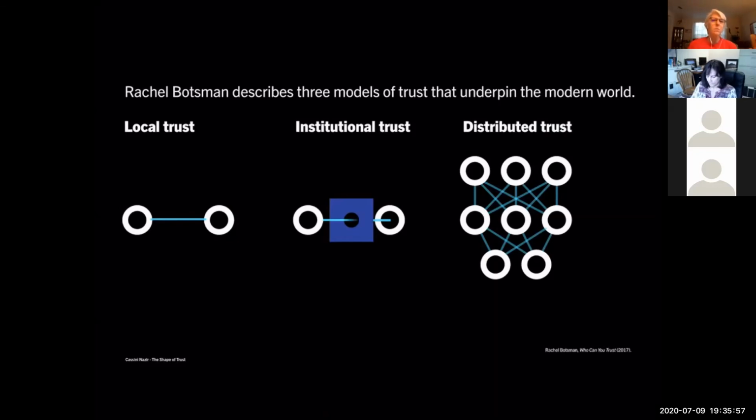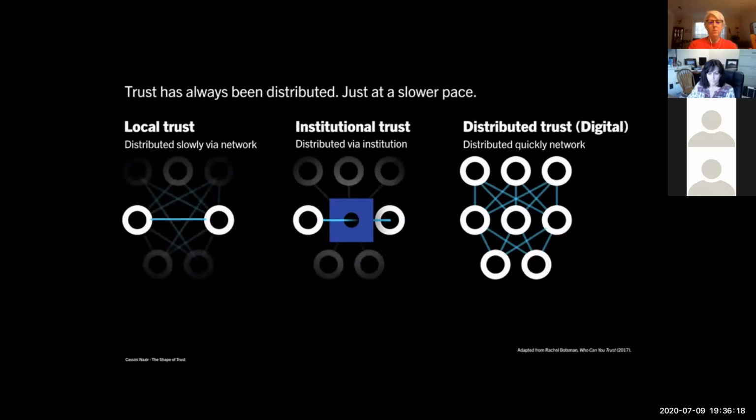Because you are a respected leader inside that institution, I trust you. And then we had distributed trust, because of the brand of the clothing, I trust that this is high quality. And so those are the 3 models. But I think trust has always been over there on the right. I think trust has always been distributed. It was just more slowly distributed in time.